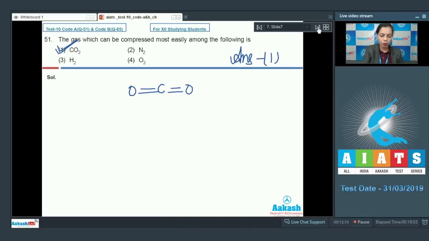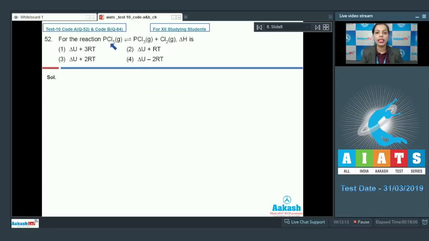After this, question number 52. For the reaction in which PCl5 in the gaseous state is changed into PCl3 in the gaseous state and chlorine gas is formed, you need to find out the delta H value. What's the relation between delta H and delta U? Delta H is equal to delta U plus delta ng RT. This is the expression. Now, in this case, we have to just find out delta ng. We need to find out the number of gaseous moles of reactant and product. With the help of that, we can find out the delta n value.